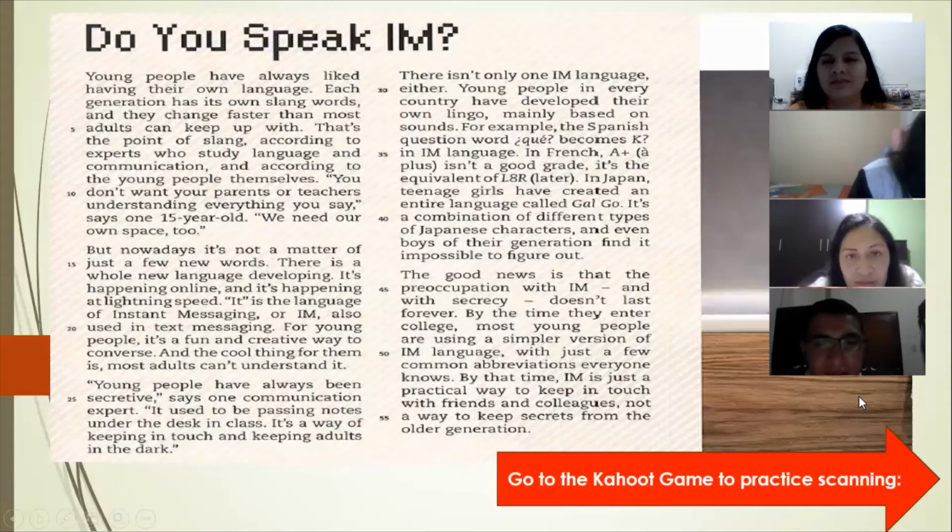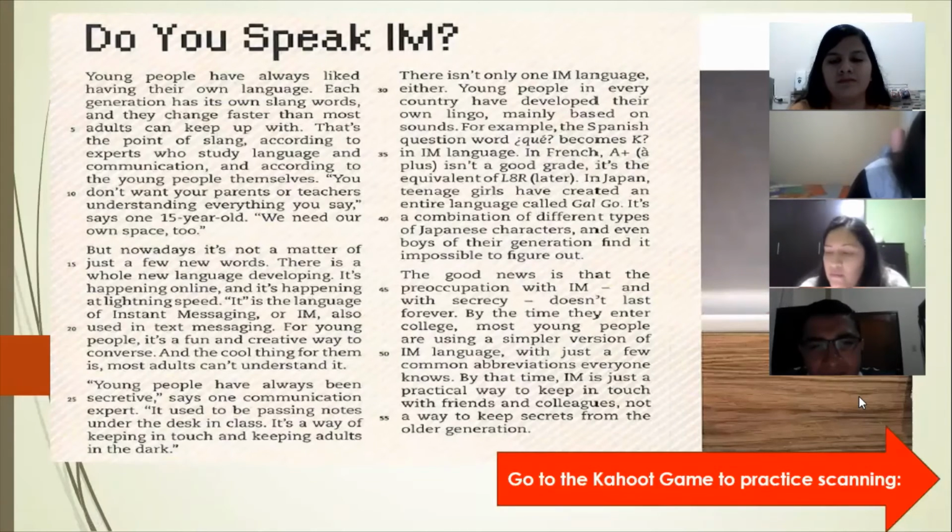There isn't only one IM language either. Young people in every country have developed their own lingo, mainly based on sounds. For example, the Spanish question word que becomes the letter K in IM language. In French, A plus isn't a good grade. It's the equivalent of later. In Japan, teenage girls have created an entire language called Galgo. It's a combination of different types of Japanese characters, and even boys of their generation find it impossible to figure out.